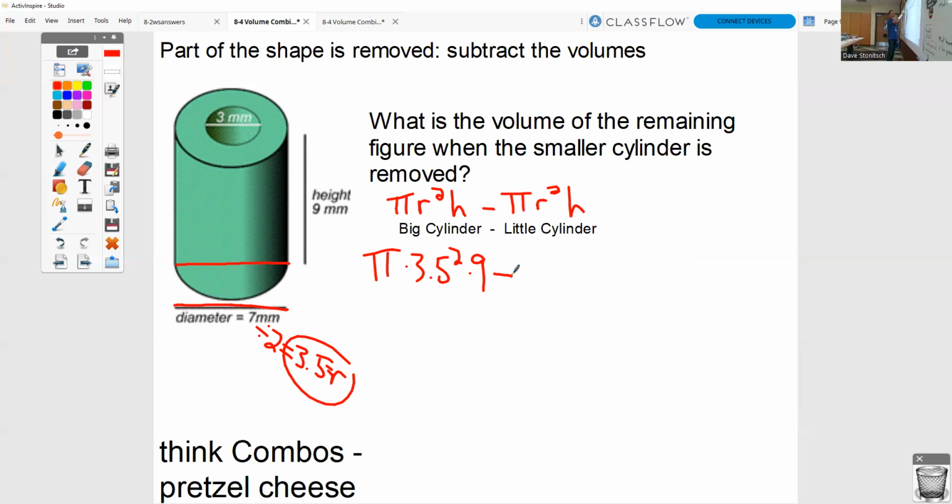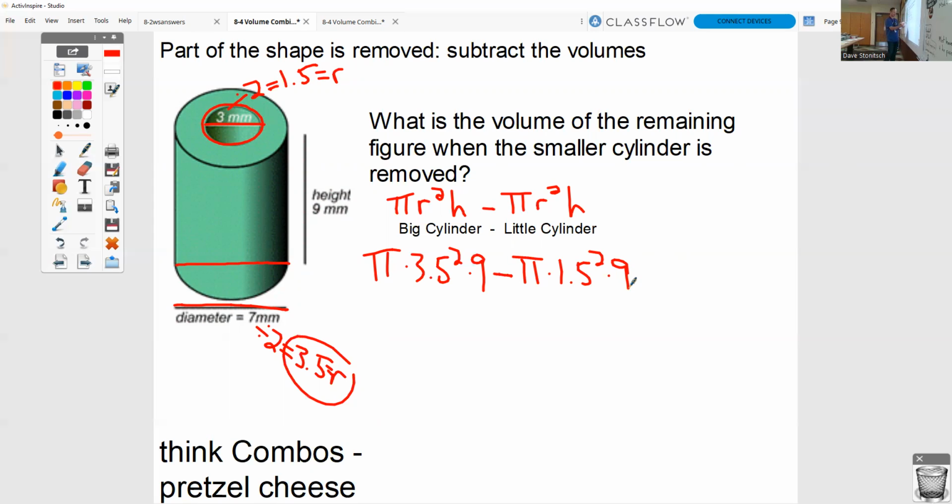For the little cylinder, notice that you have a diameter again. This goes all the way across the little part, the part of the cheese. So if the diameter is 3, divided by 2 is 1.5 for your radius of the little cylinder. So pi times 1.5 squared times the height, which is again 9.